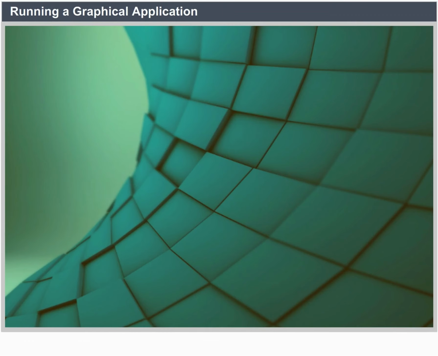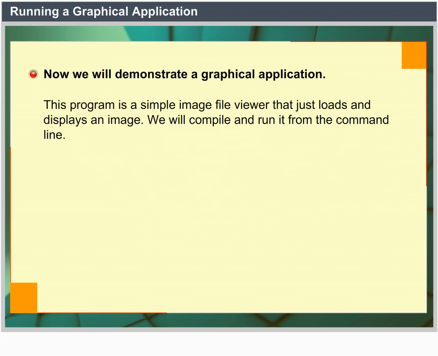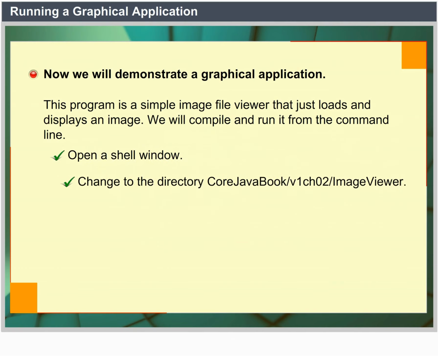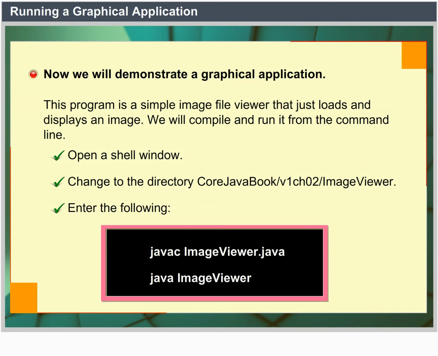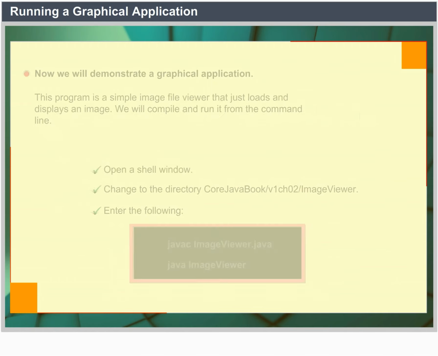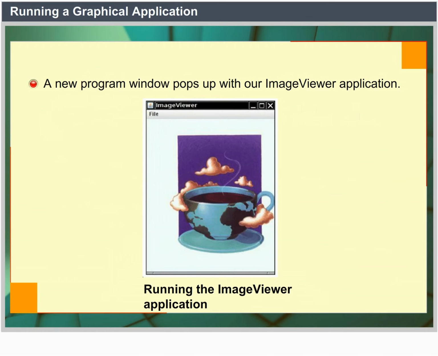Running a graphical application. Now we will demonstrate a graphical application. This program is a simple image file viewer that just loads and displays an image. We will compile and run it from the command line. Open a shell window. Change to the directory CoreJavaBook/v1ch02/imageviewer. Enter the following. javac ImageViewer.java. java ImageViewer. A new program window pops up with our image viewer application.